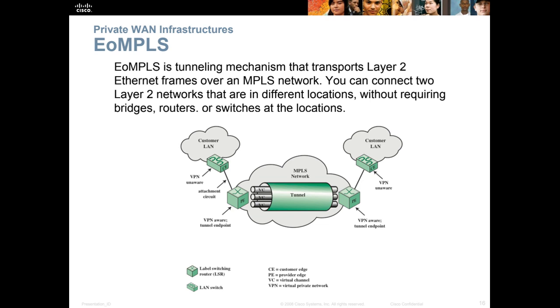We have the CE, meaning customer edge, PE, meaning provider edge. VC is the virtual channel. VPN is virtual private network. You see here, this is the customer. Where is the edge? Here. Right? Where is the edge for the industry, the provider? Here. Other customer, other provider.